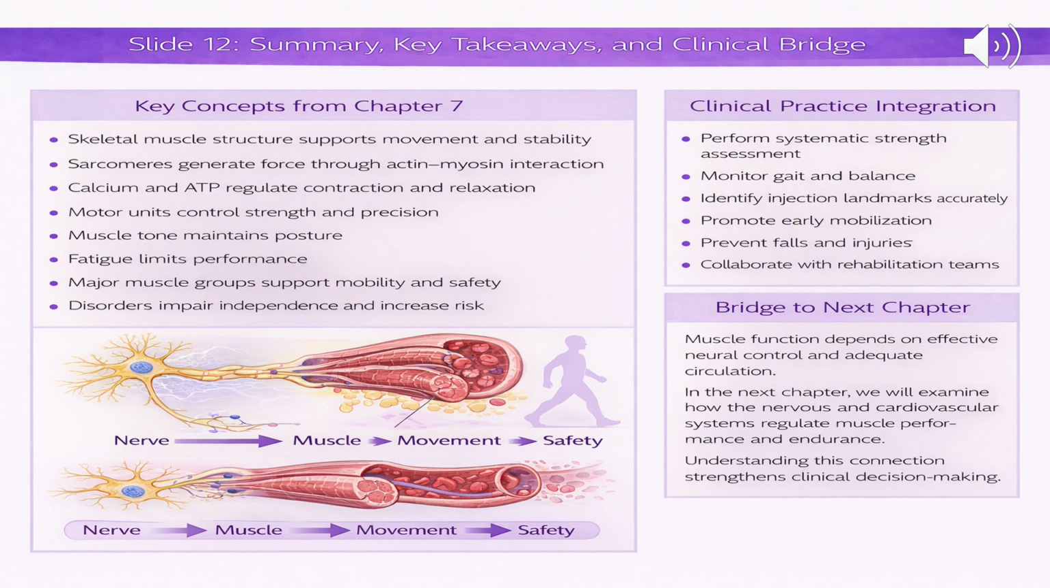This slide summarizes the major concepts of Chapter 7 and provides professional closure. Skeletal muscles enable movement, posture, and stability. At the microscopic level, sarcomeres generate force through coordinated interaction between actin and myosin, regulated by calcium and ATP. Motor units control the strength and precision of contraction. Muscle tone supports balance, while fatigue limits performance.